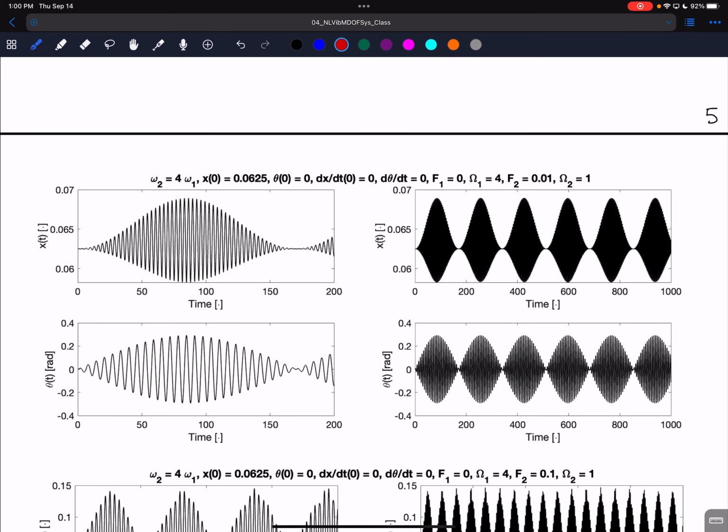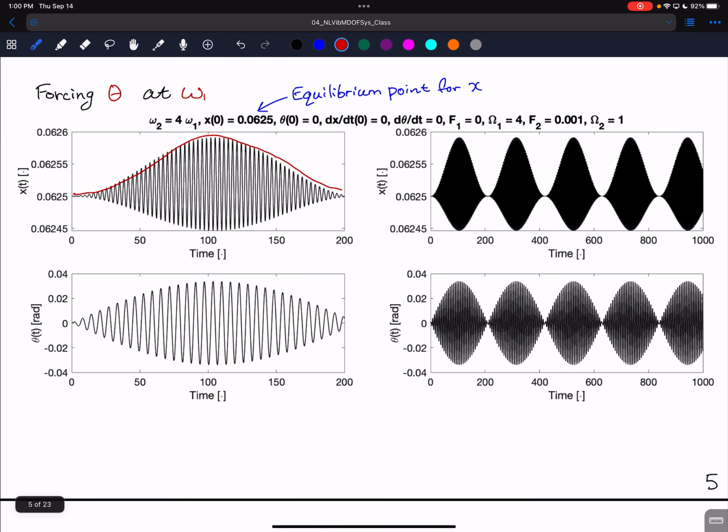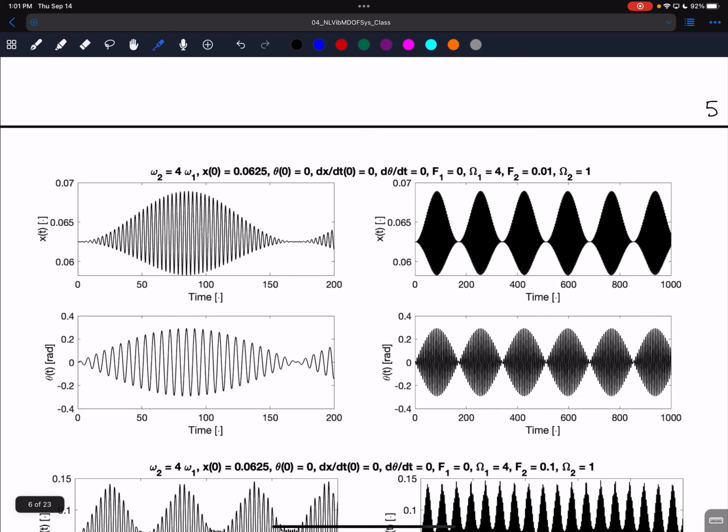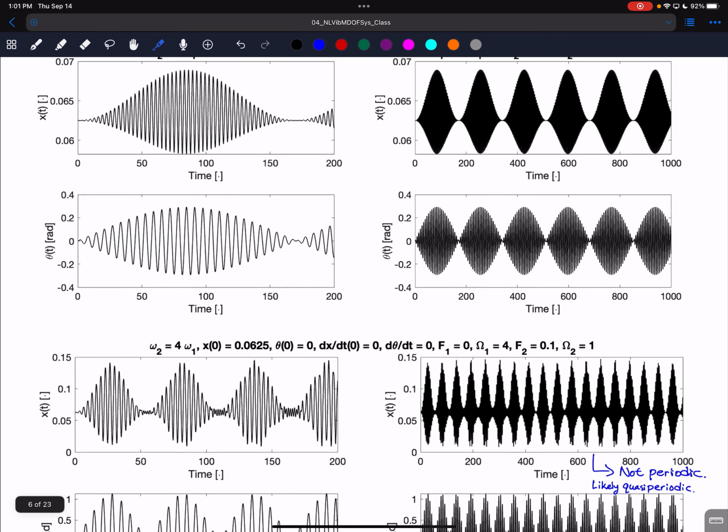Okay, so here we are still forcing theta. I think here we've actually increased the amplitude of the forcing. Previously we were looking at 10 to the minus 3. Now we've increased that by a factor of 10, shown there, and we're still getting this beating phenomena, and the time scales have changed. We're going to continue to increase this and see what happens.